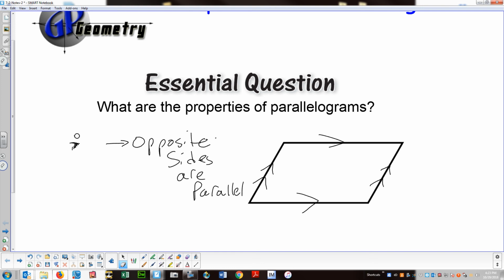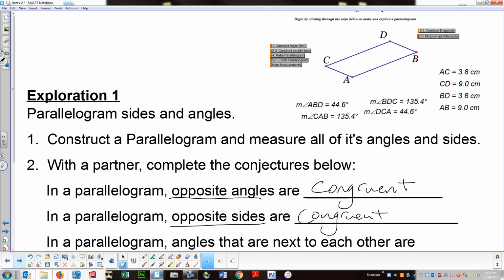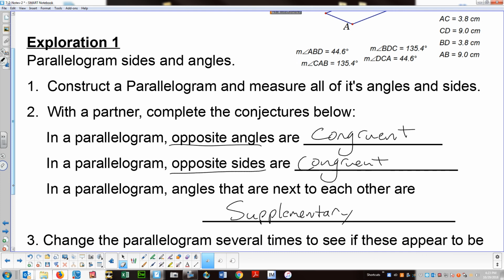Okay, let me number that. Number 1, big important thing. Okay? You're going to have these 5 things memorized. Okay? Opposite sides are parallel. That's what makes it a parallelogram.